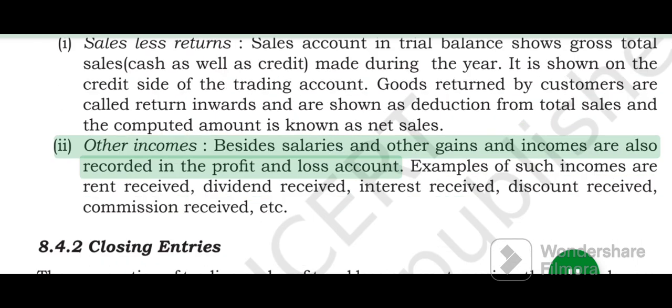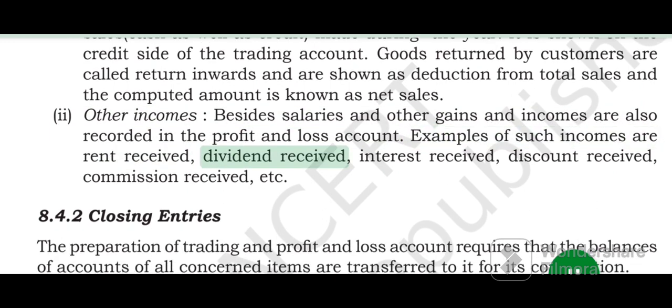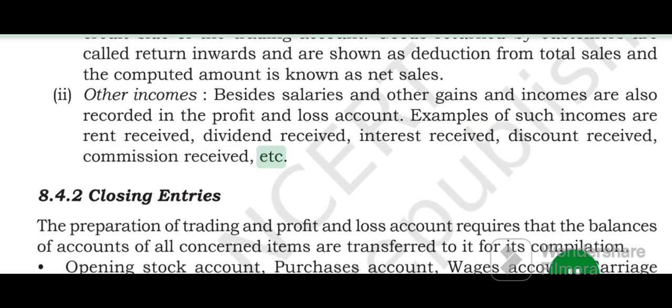II. Other incomes. Besides sales, other gains and incomes are also recorded in the profit and loss account. Examples of such incomes are rent received, dividend received, interest received, discount received, commission received, etc.